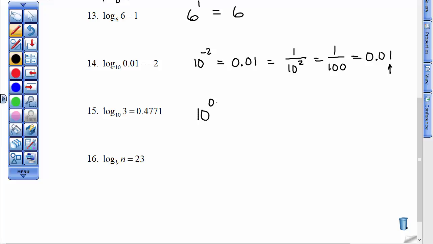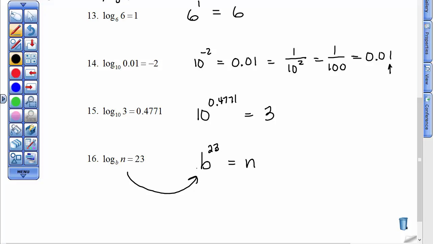Even this one, I can check it. Check and see if 10 to the 0.4771 power is really equal to 3. You can type it on your calculator. Here, b to the 23rd power is equal to n. Nothing I can check there. I'm just trying to get it from Spanish to English is all.